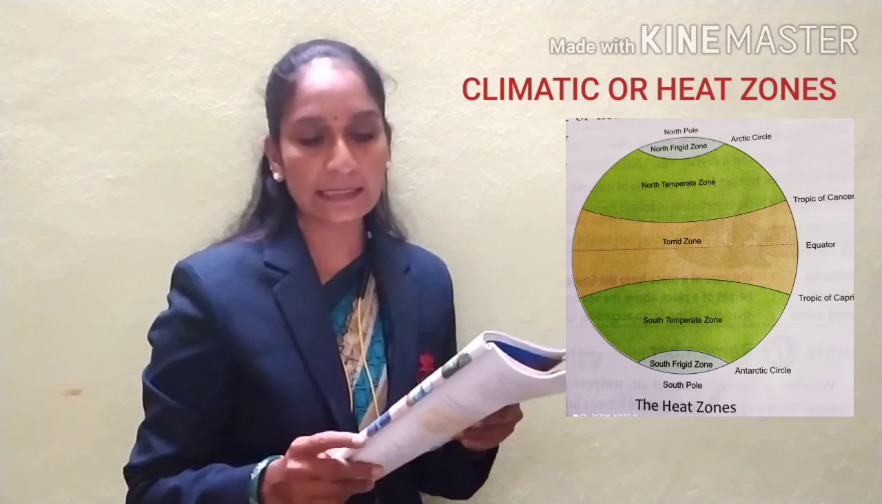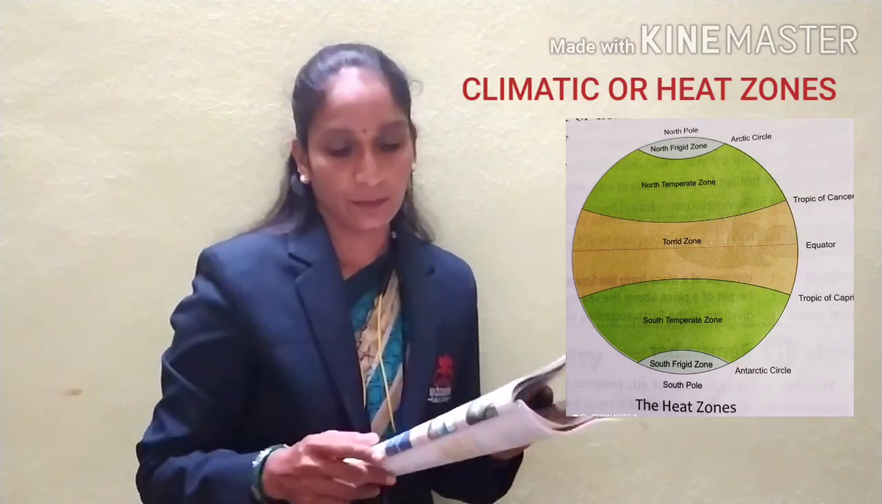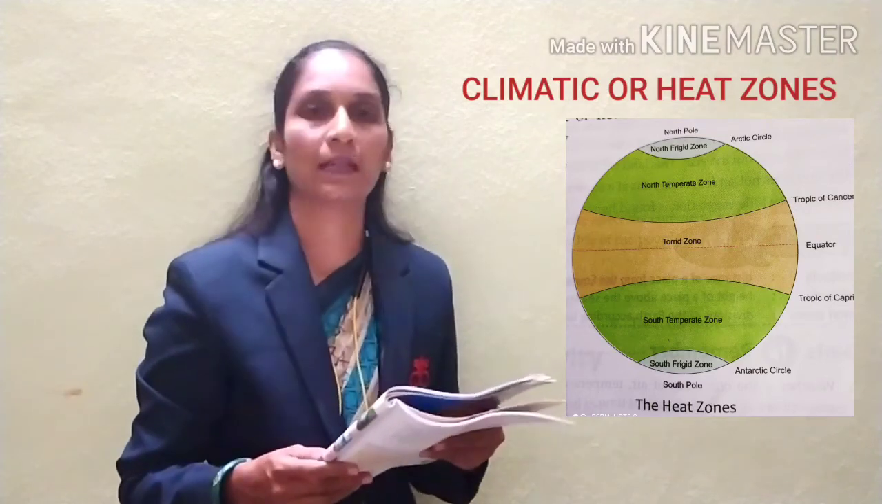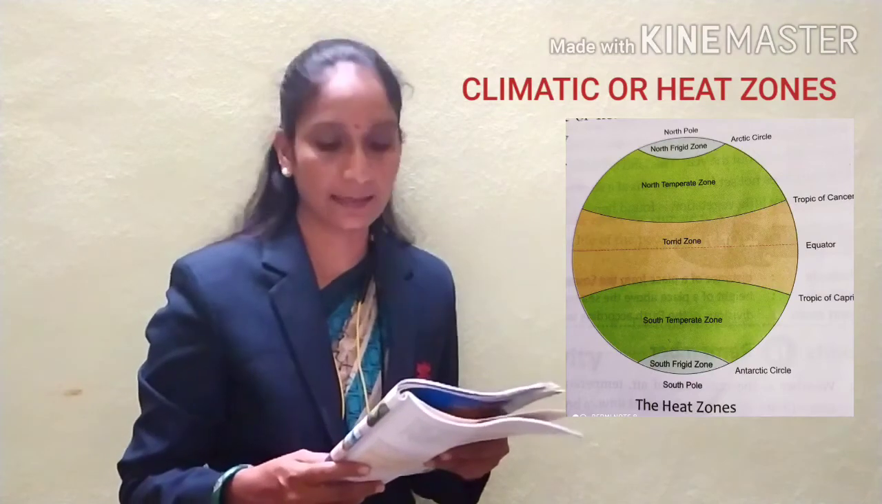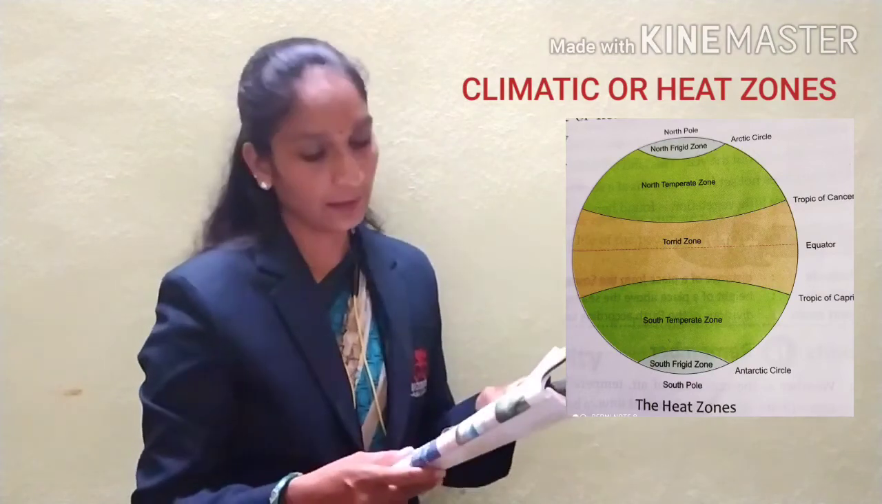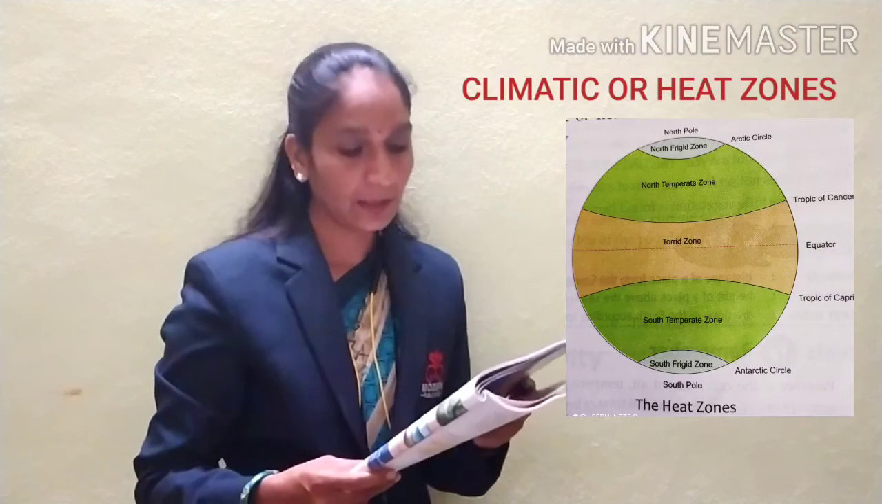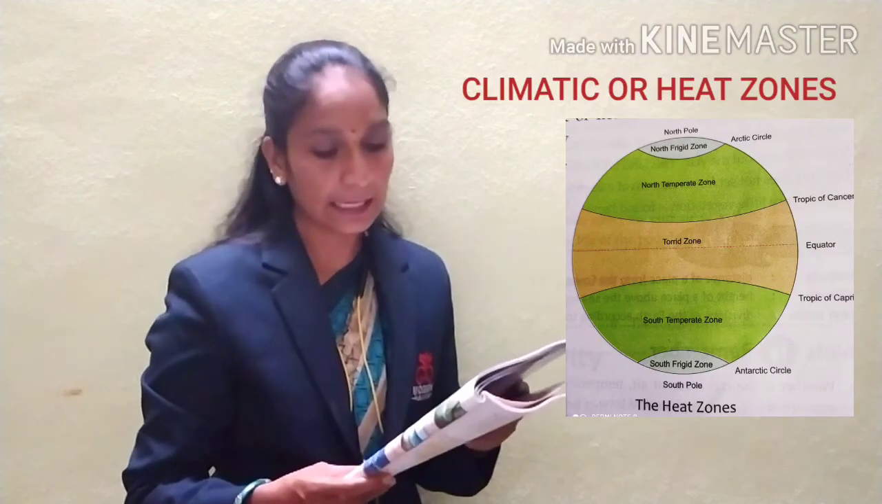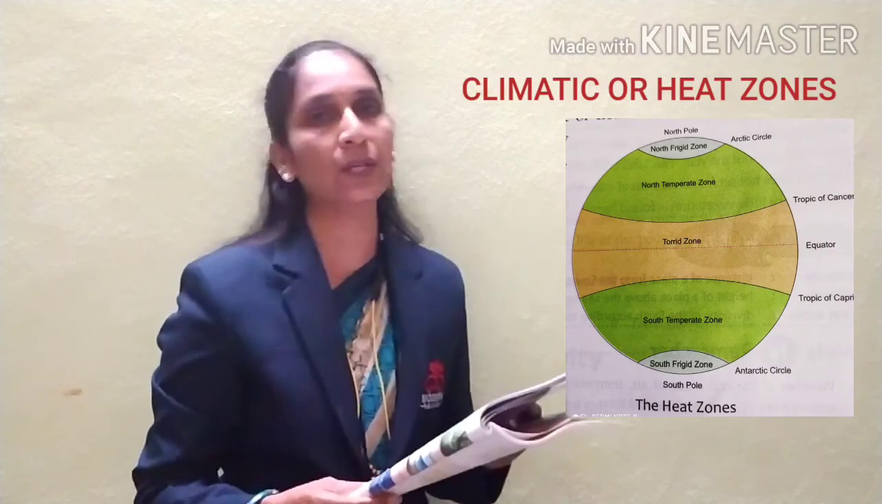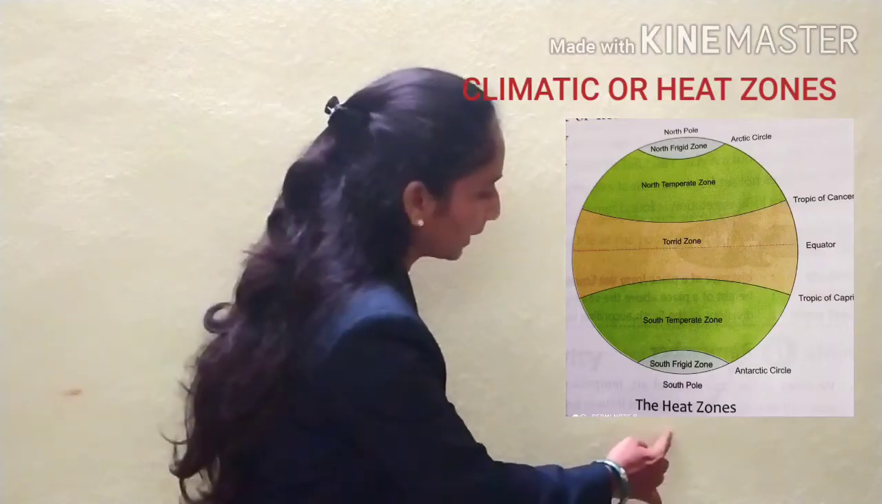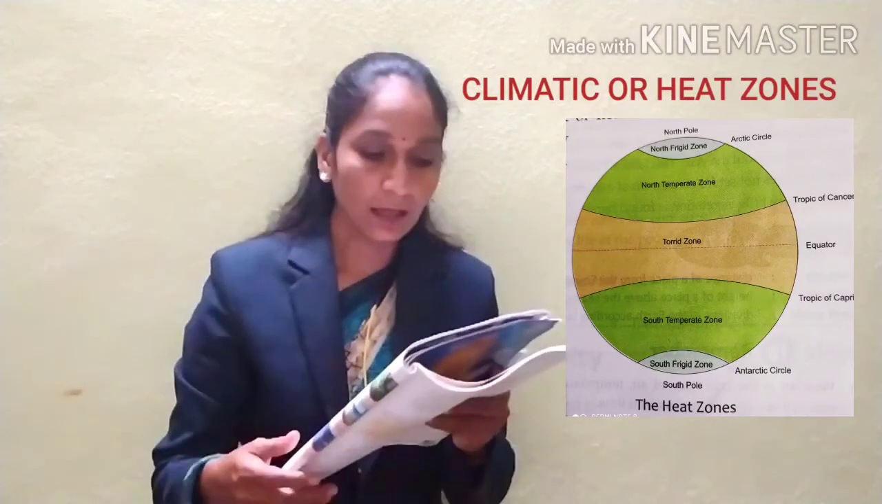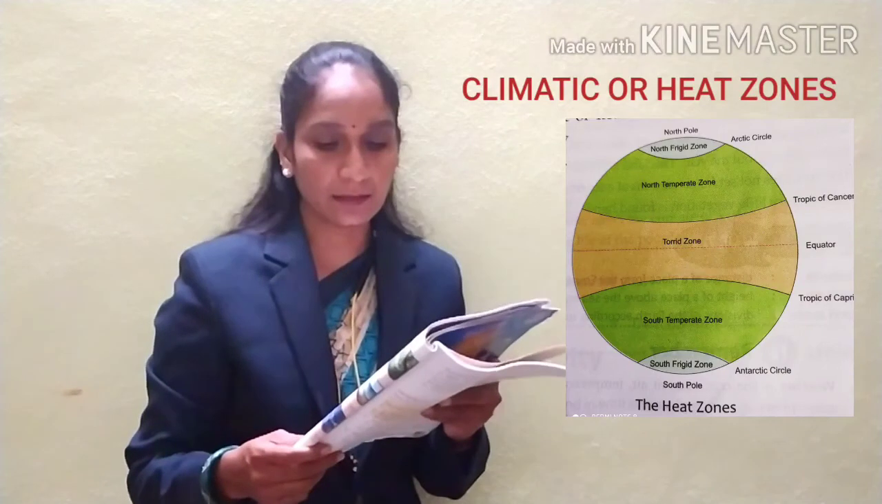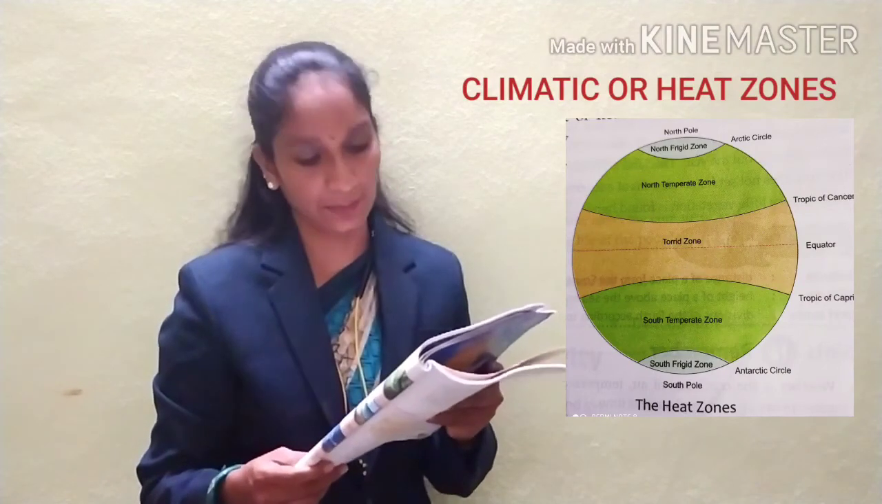Most of the grasslands are found here. Which area is found here? Grassland. Now the last one is the freeze zone. Location: this area lies between the Arctic Circle and the North Pole, and in the southern hemisphere between the Antarctic Circle and the South Pole.